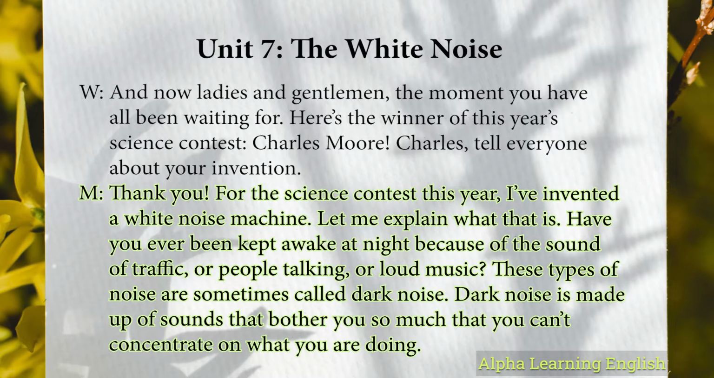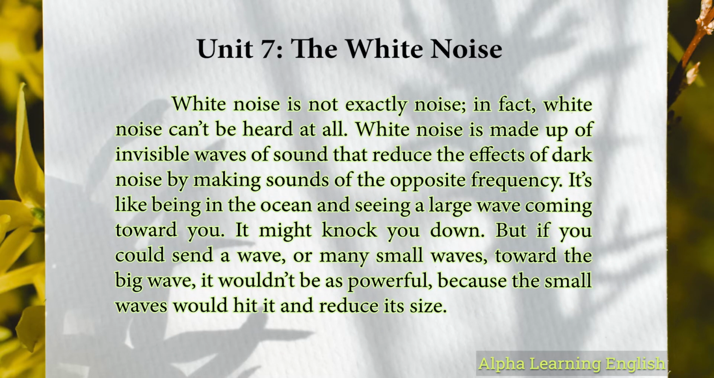Have you ever been kept awake at night because of the sound of traffic or people talking or loud music? These types of noise are sometimes called dark noise. Dark noise is made up of sounds that bother you so much that you can't concentrate on what you are doing. White noise is not exactly noise. In fact, white noise can't be heard at all. White noise is made up of invisible waves of sound that reduce the effects of dark noise by making sounds of the opposite frequency. It's like being in the ocean and seeing a large wave coming toward you.